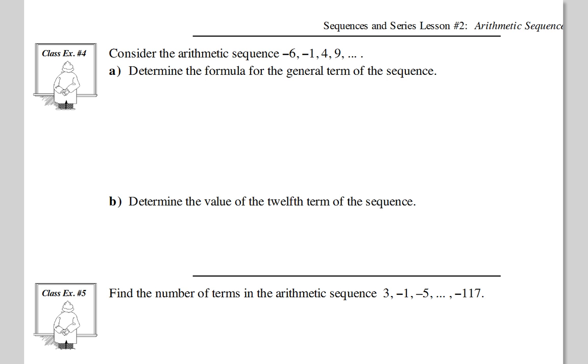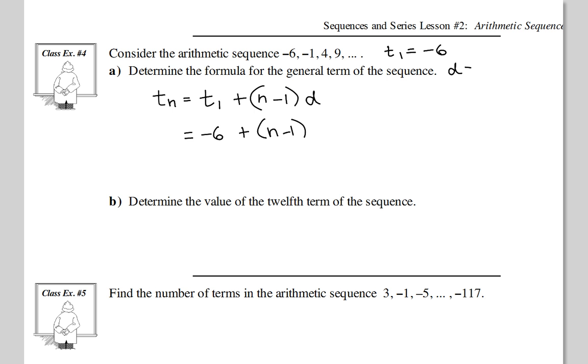Okay, now we can actually start to do some math. Class example 4. Consider the sequence. Determine the formula for the general term of the sequence. So let's start with the formula that you would jot down from your formula sheet. The first term plus n minus 1 jumps of d. So that's the general form. Now, what do we have values for? What do we know T1 to be? So we can sub that in. And what do we know d to be? What's it going up by? Going up by 5.